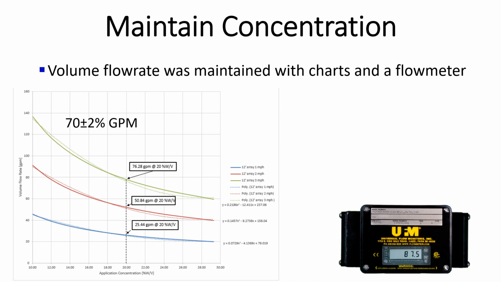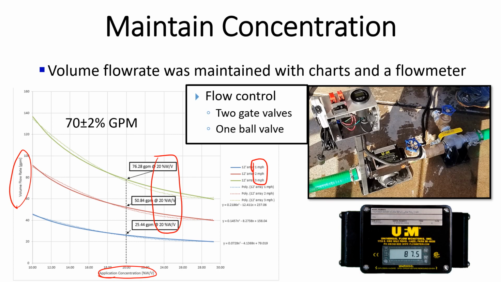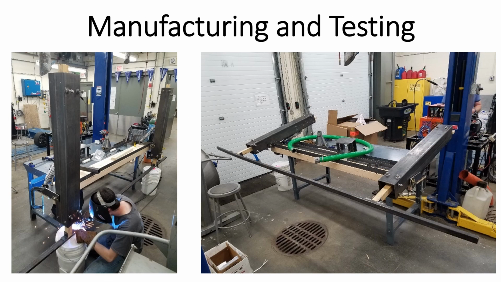Much time went into calculations concerning what volume flow rate would be necessary to provide a certain application concentration at various boat velocities of 1, 2, and 3 miles per hour. So this is essentially a schematic showing how the volume flow rate would have to be adjusted depending on the boat speed itself. In addition to that, we have the two gate valves, one ball valve, raising and lowering mechanism, and a flow meter in place to show the instantaneous volume flow rate of the Zequanox mixture going into the pond itself.